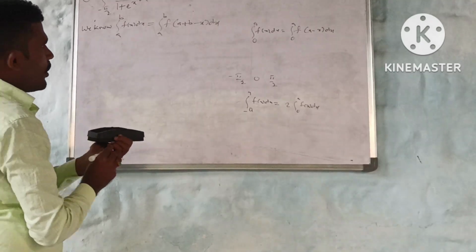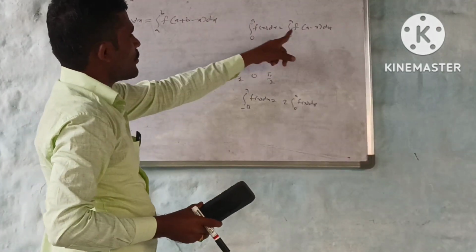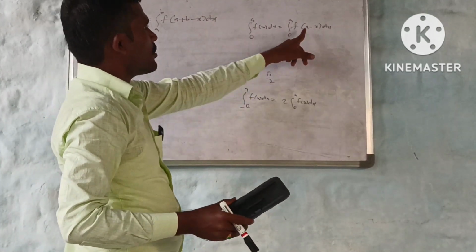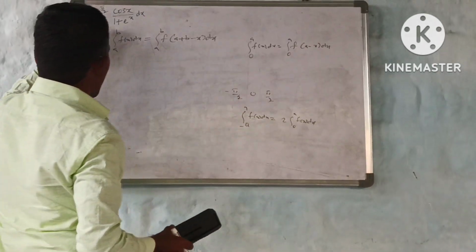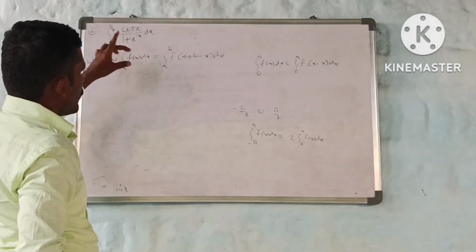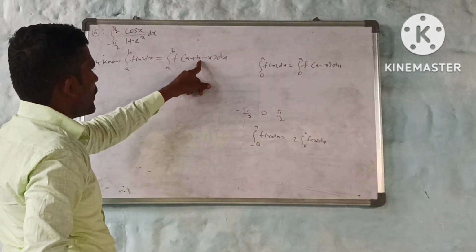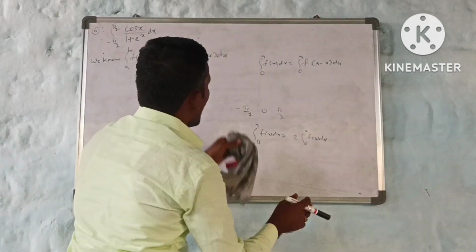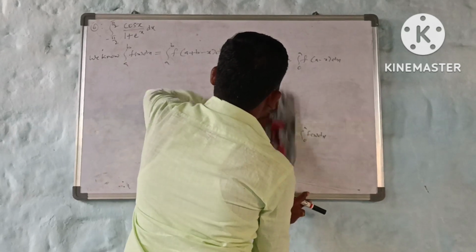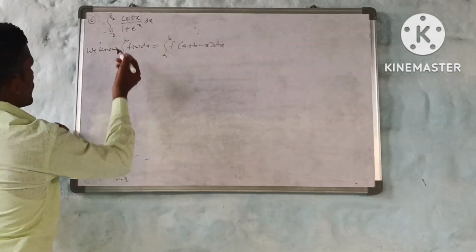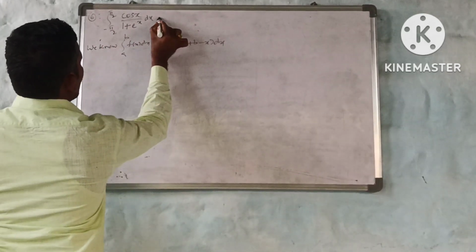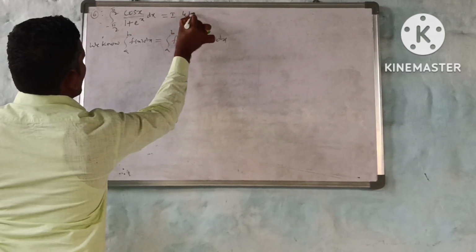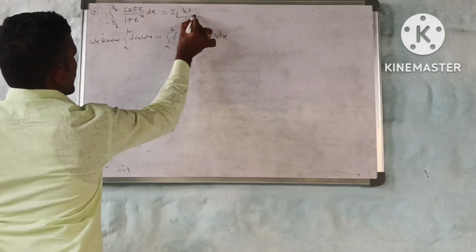Here only the upper limit is given, so that's why we are taking this property. For f of a minus x, where we have both the upper and lower limits, we have to take f of a plus b minus x. So I am taking this one only. To solve this, I am taking this as I, okay, I am taking this as 1 here.